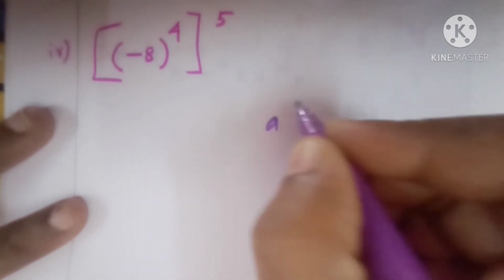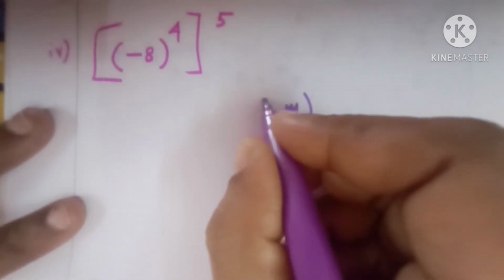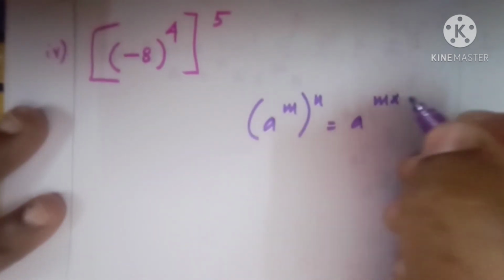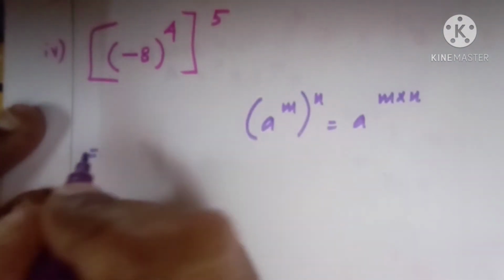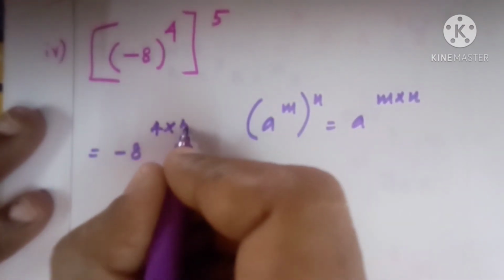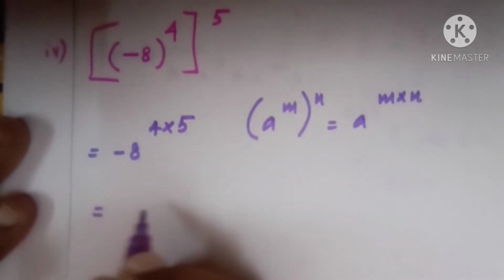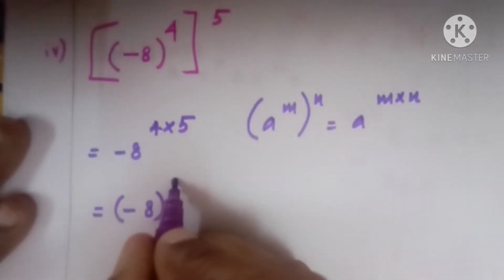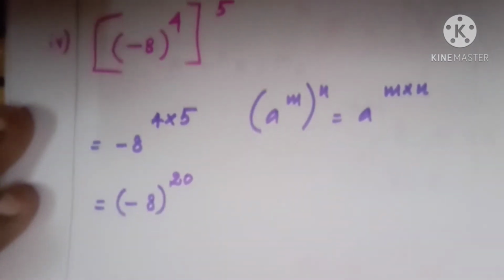Fourth sum, apply the third rule, a power m to the whole power n is equal to a power m into n. So here minus 8 power 4 into 5. We get minus 8 to the power 20.